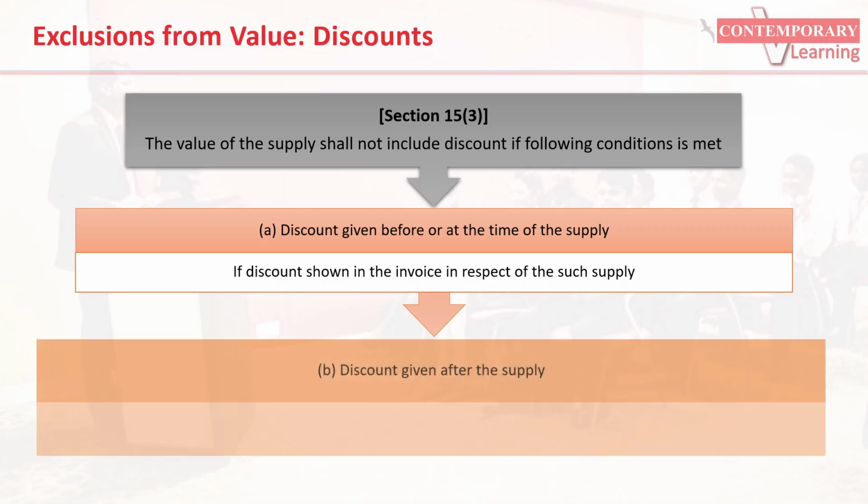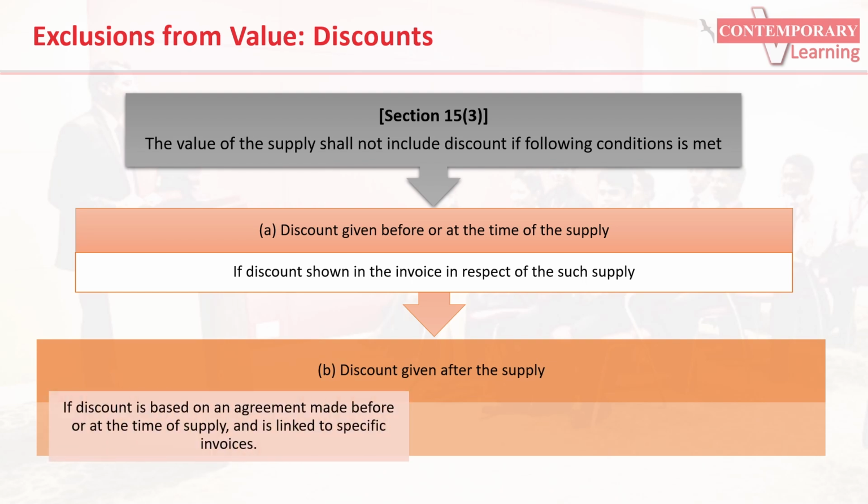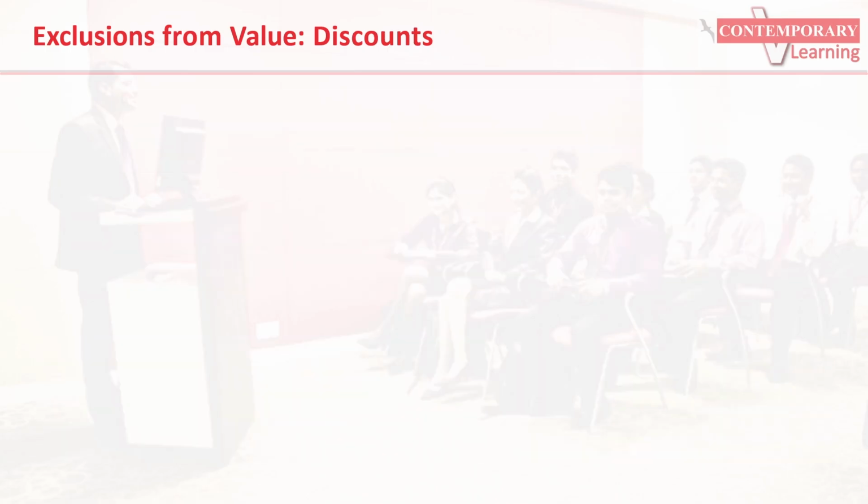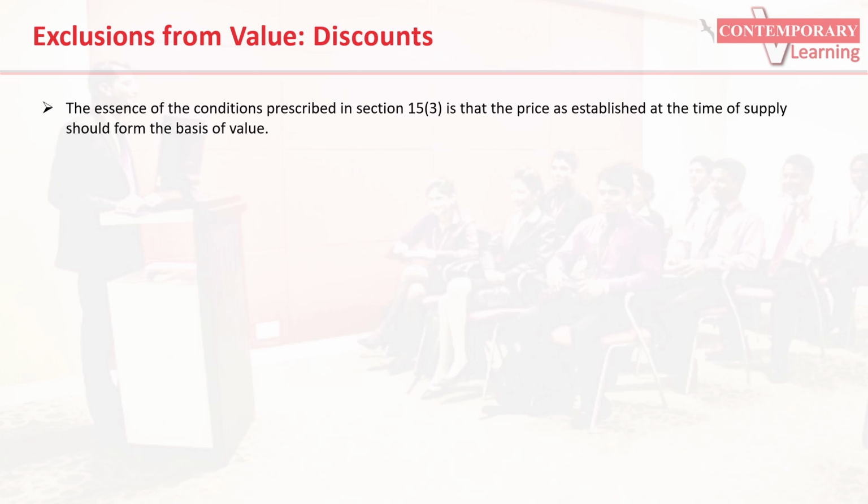The discount can be excluded only if: first, the discount is established through an agreement made before or at the time of supply and is linked to specific invoices. Second, the recipient has reversed the input tax credit related to the discount as per the supplier's document. Both conditions must be satisfied for post-supply discounts to be excluded. The essence of these conditions is that the price established at the time of supply should form the basis of value. This ensures consistency and prevents misuse.